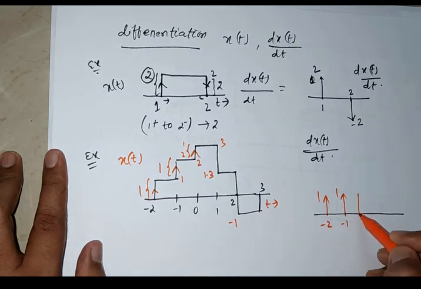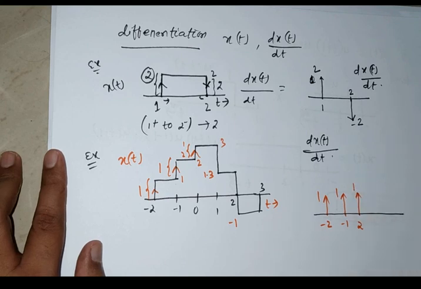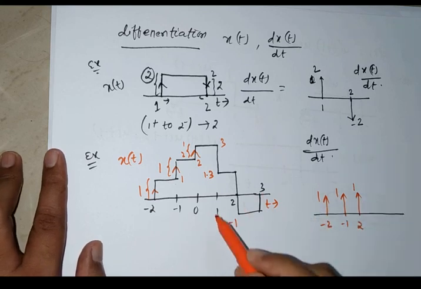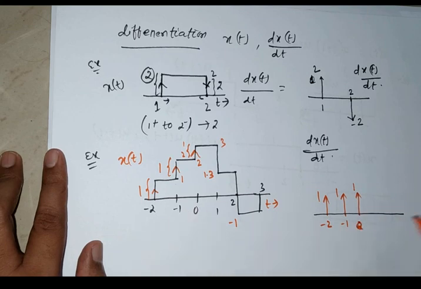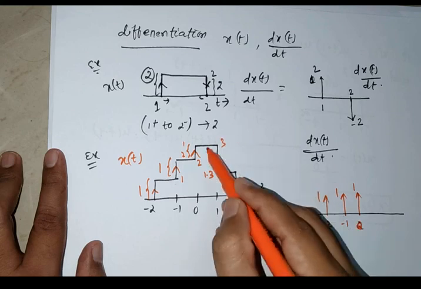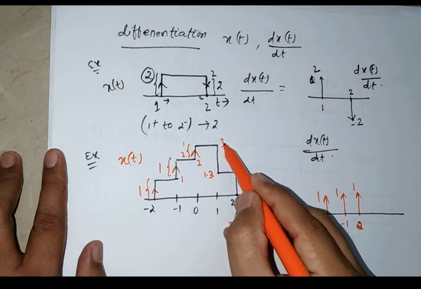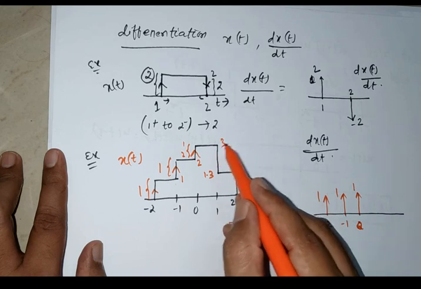So at 0 again it is 1. Okay, sorry, it is 0. Now after 0 up to 1 the value is 3, a fixed constant. Now the differentiation is 0.